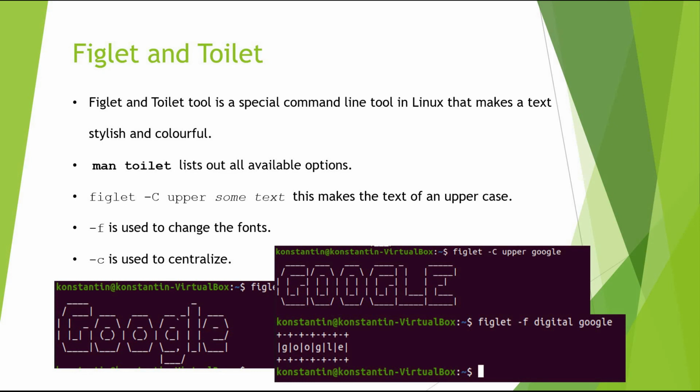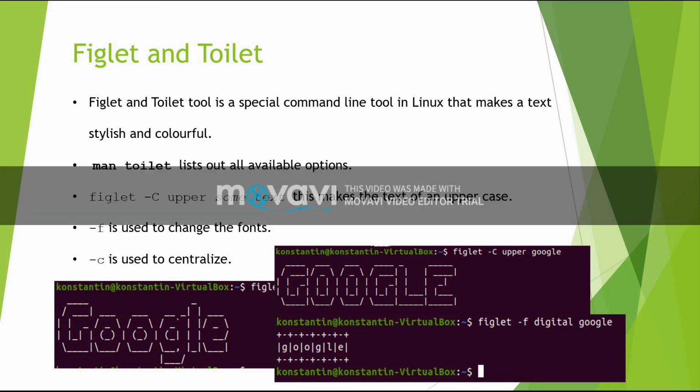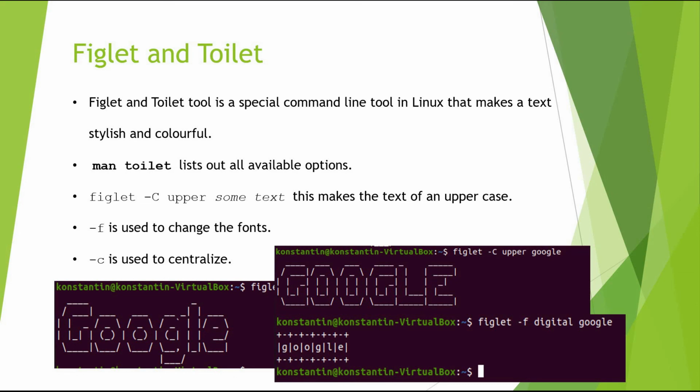The Figlet tool is a special command line tool in Linux that makes text stylish and colorful. man figlet lists out all available options. figlet -c uppercase text makes the text uppercase. -f is used to change the fonts, and -c is used to centralize.